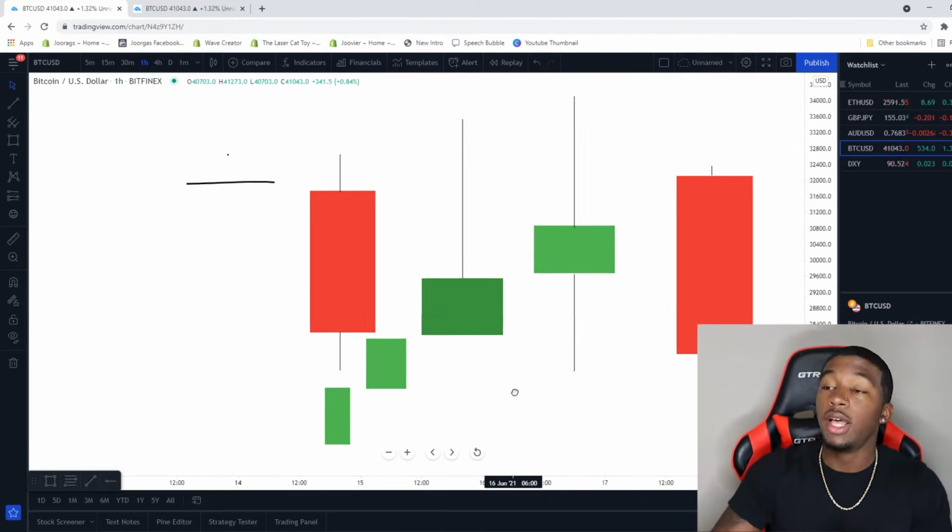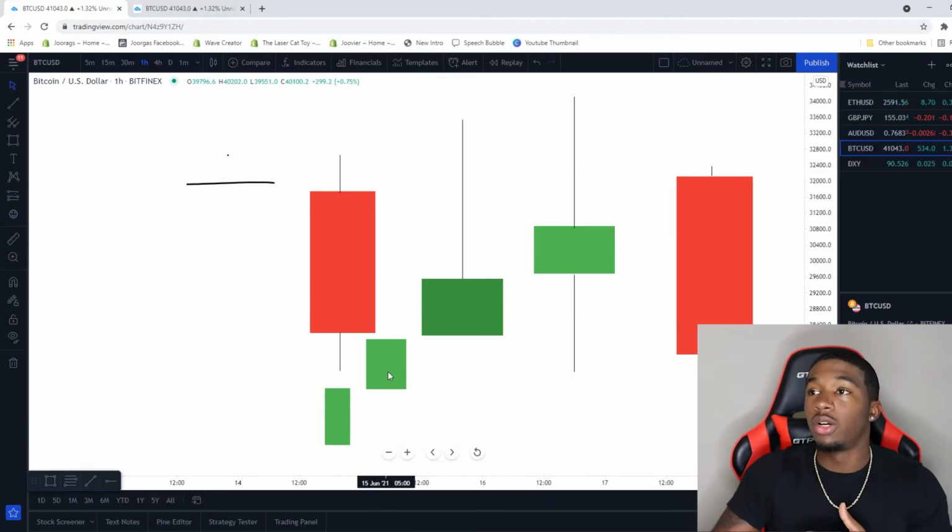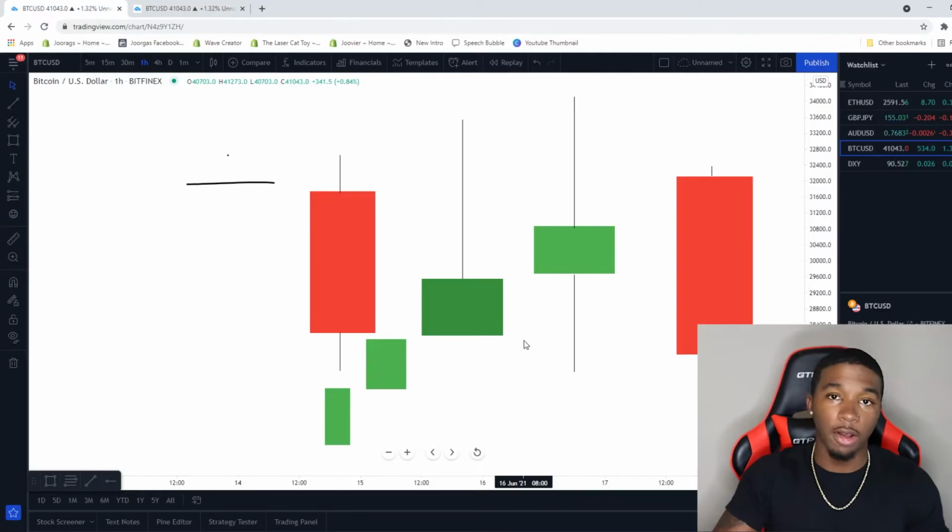Very simple stuff. So if it's on an uptrend and I'm trying to go in for a sell, I'm waiting for the price to tell me, okay, the price is about to go down. I want to go in for a sell. I would look for something like this, an inverted hammer, a green inverted hammer.